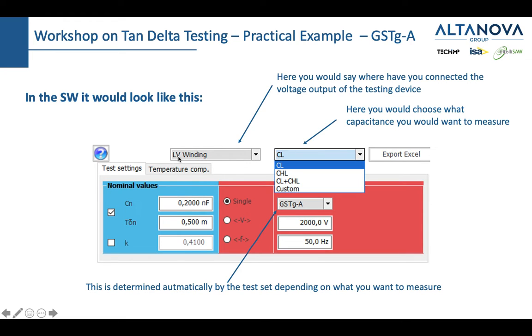low voltage winding. When I'm generating on the low voltage side, I can choose to measure CL or CHL or CL plus CHL. Now I'm choosing CL, and the system tells me that the mode of measurement will be GST GA. So this is what you choose. This is also something you choose, and this is chosen automatically.